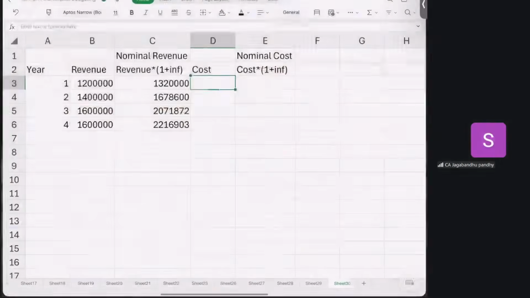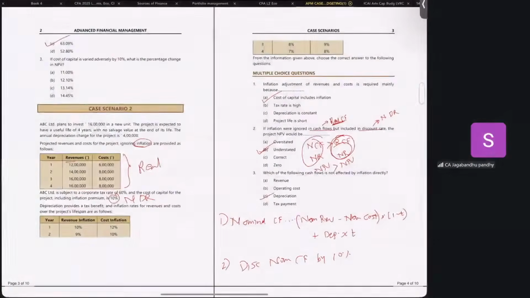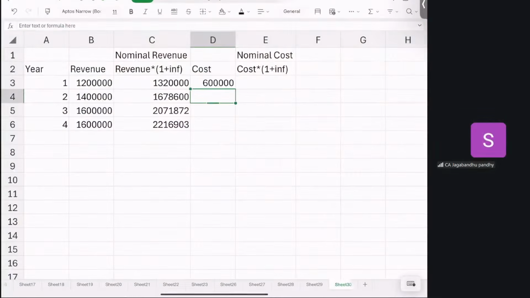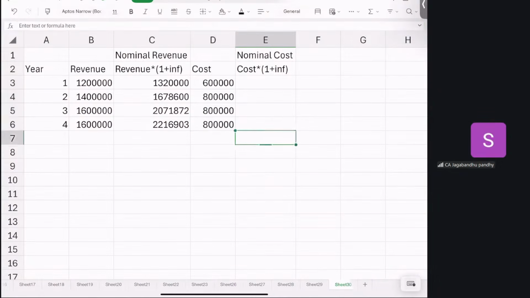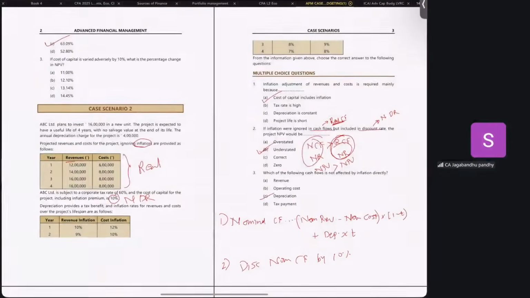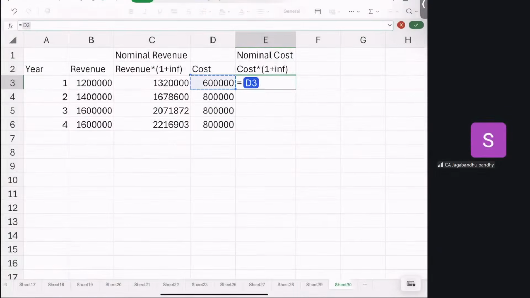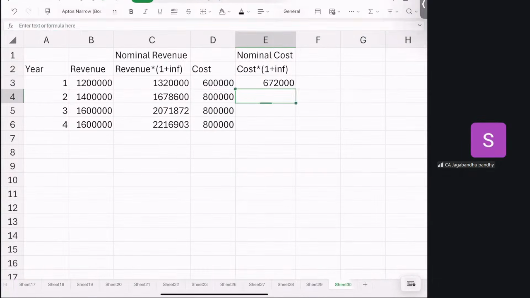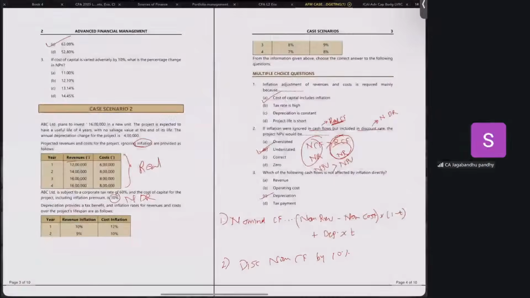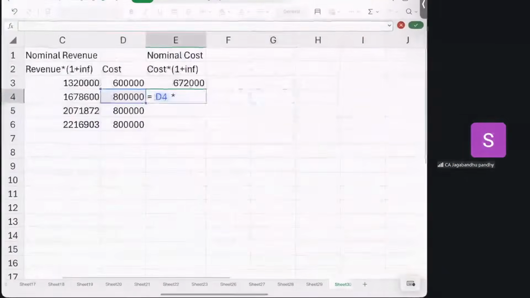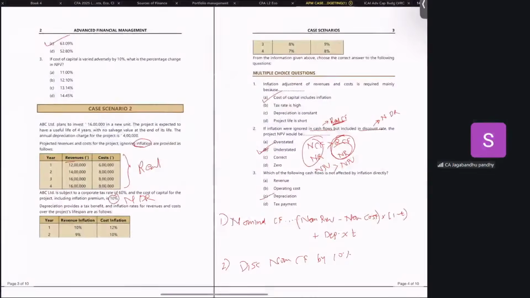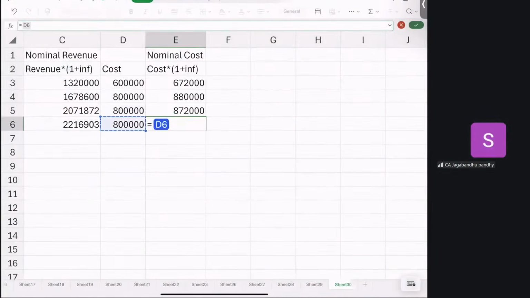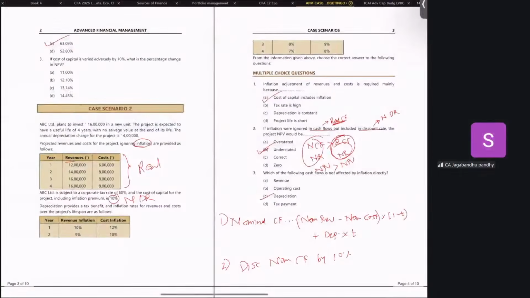So nominal revenues are there. The costs are what? 6 lakh and 8 lakh. Then nominal cost is going to be discounted at what? 10, 12, 10, 9, and 8. This is 6 lakh into 1.12. This is 8 lakh, the rate is 10%, so 1.1. This into 1.09. And this into 1.0.